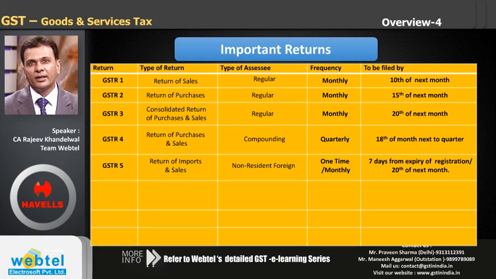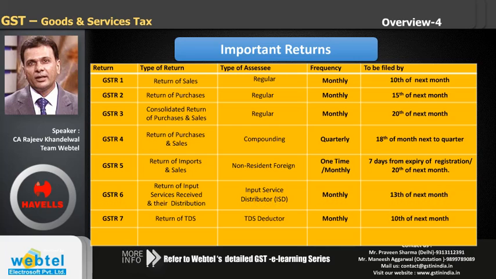GST-R6 is the return of input services received and the distribution, and it is to be filed by the input service distributor on a monthly basis by the 13th of the next month. GST-R7 is the return of TDS. Yes, even TDS is applicable in the case of GST, and the people to whom it will be applicable, or the supplies on which it will be applicable, will be known in due course. So such a person, the tax deductor, will have to file a monthly return by the 10th of the next month.